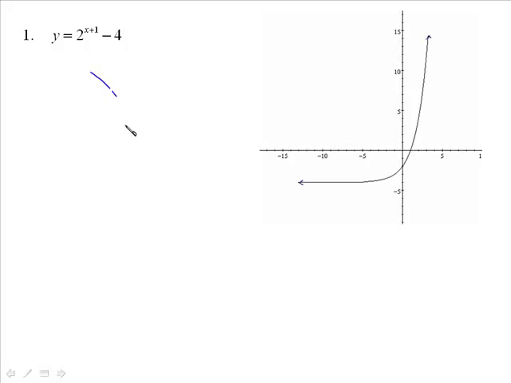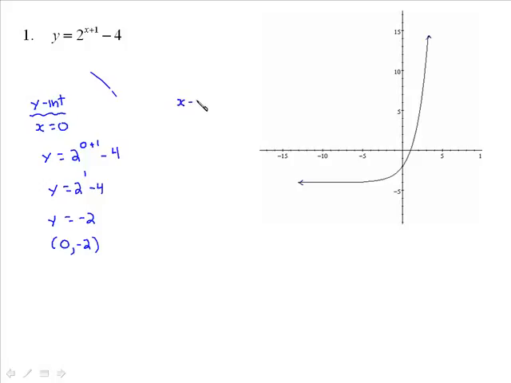Now, the y-intercept is always found for any equation by setting x equal to 0. So you don't think too hard. You just go into the equation, replace x with 0. So therefore we get y is equal to 2 to the 0 plus 1, minus 4. So y is therefore equal to 2 to the 1, minus 4. y is therefore equal to negative 2. So giving us (0, -2), which by inspection of the graph seems totally reasonable.